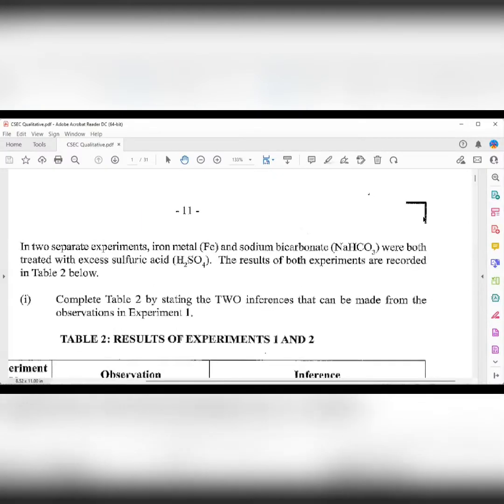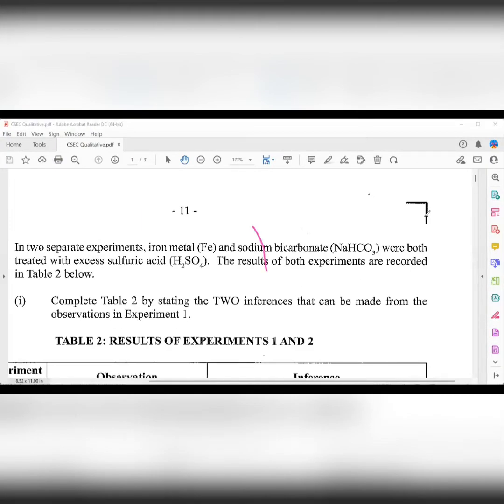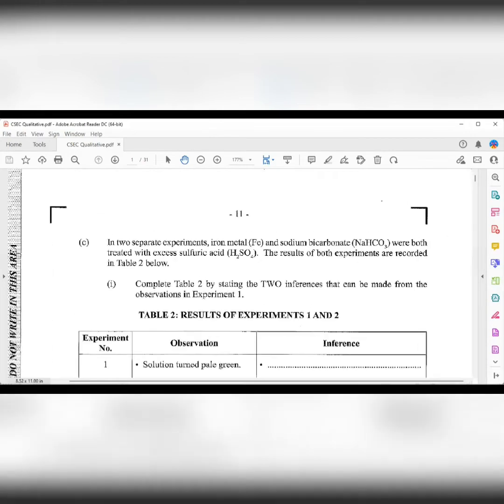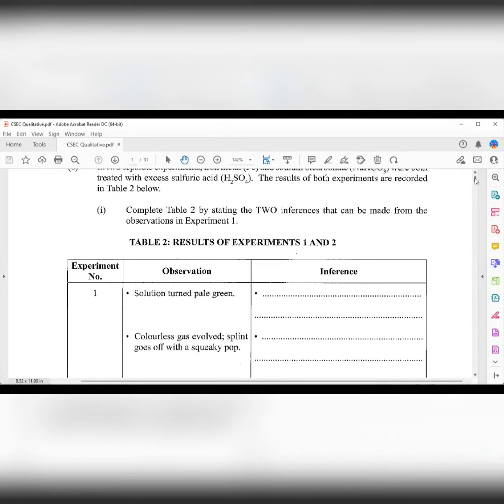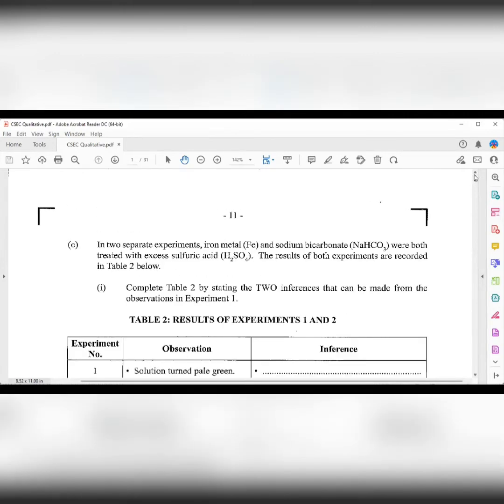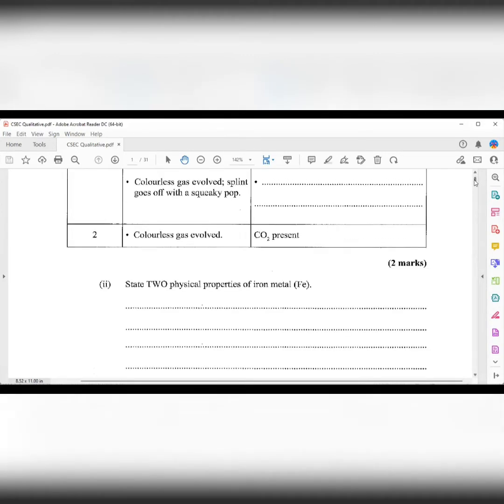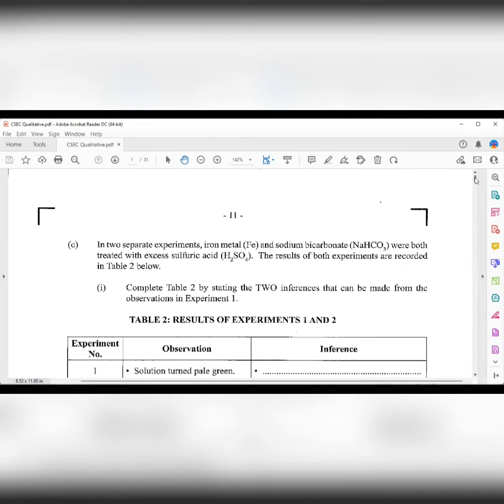Okay, so what you should be seeing on the screen now is a past paper. That's what you're seeing, right? Yes, sir. Okay, it says in 2 separate experiments, iron metal and sodium bicarbonate were both treated with excess sulfuric acid. The results are shown. Complete the table. Okay. All right.